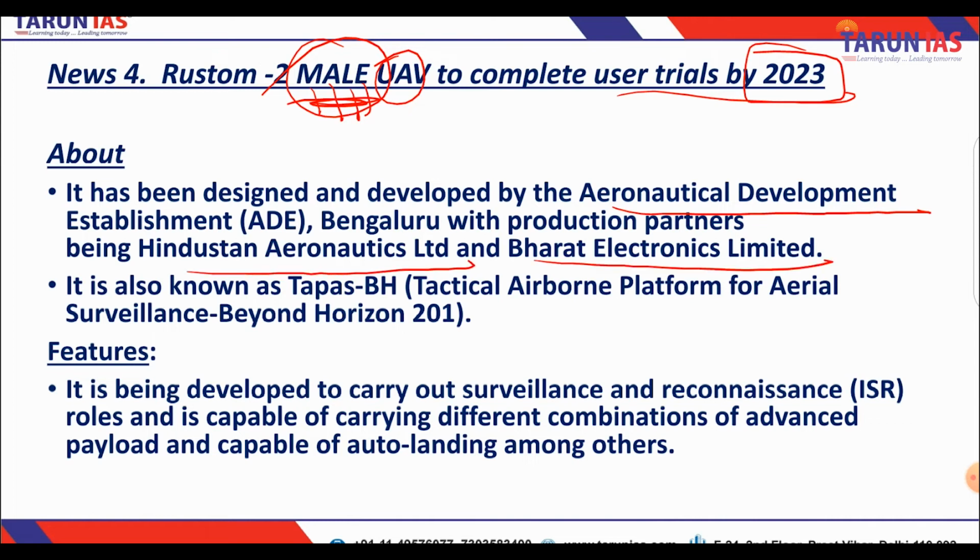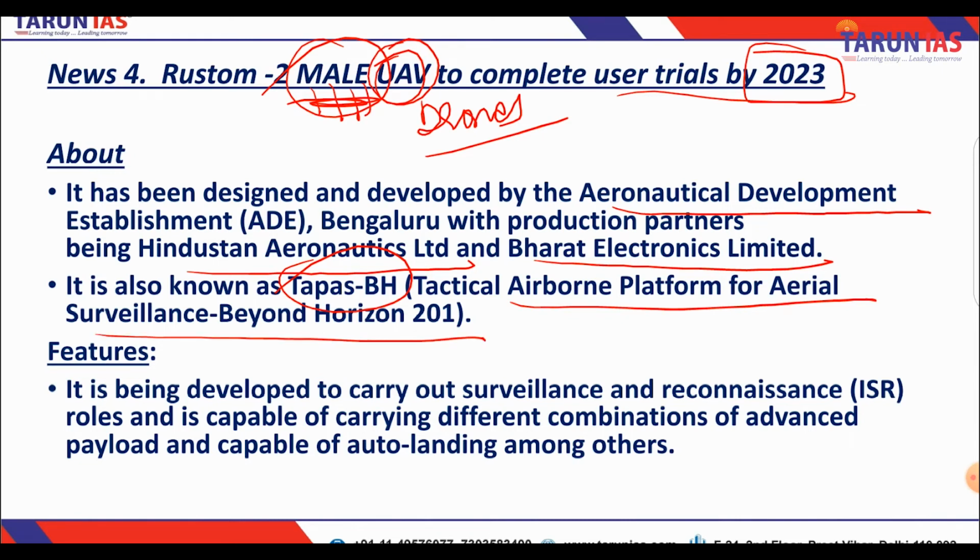What are UAVs? These are unmanned aerial vehicles. Basically, in simple language, they are drones. It is also known as Tapas BH, that means Tactical Airborne Platform for Aerial Surveillance Beyond Horizon. What are the features of Rustom 2? It is being developed and carried out for the surveillance and the reconnaissance purpose, for ISR purpose. It will be able to carry out different combinations of advanced payload, and it will be capable of auto landing, among others.